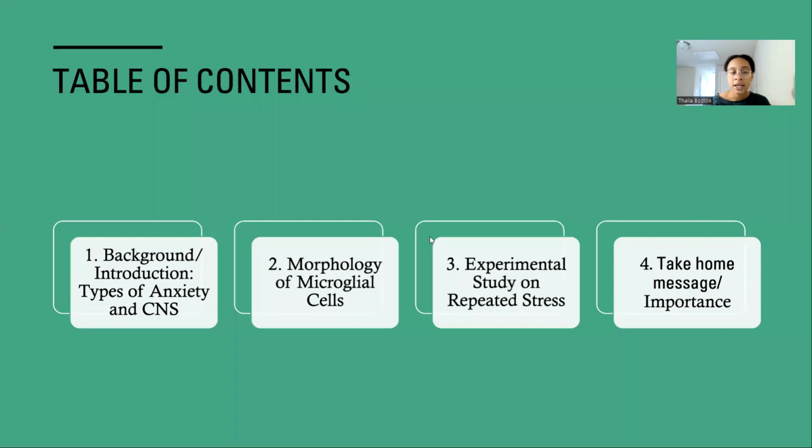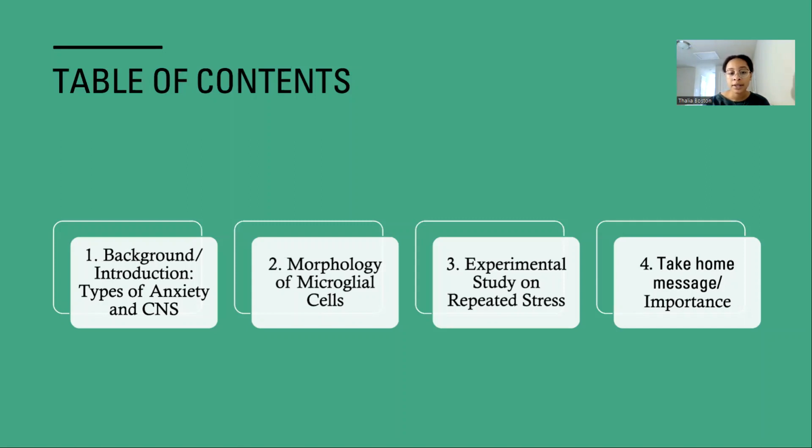To get into the table of contents, I will talk about four major points. My first point will be giving a brief background and introduction. Within these slides, I will talk about the three common types of anxiety and the organs and cellular processes in the central nervous system that are part of the pathway of anxious behavior.